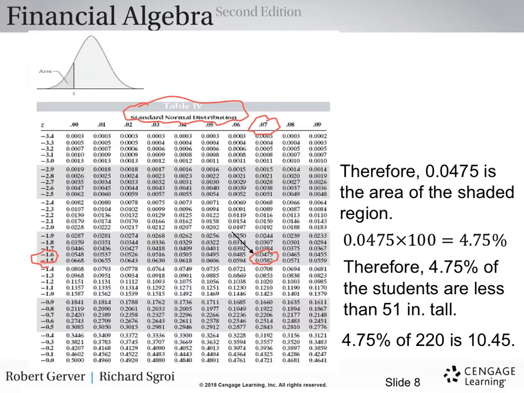The area of the whole curve is considered to be 1, okay? So this is 0.0475. So if I multiply that by 100, I get 4.75%. Therefore, 4.75% of the students are less than 51 inches tall. Or the total number of students, 4.75% of 220, comes out to be 10.45. Okay, so there's approximately 10 students that are shorter than 51 inches and will not be able to go on that ride.